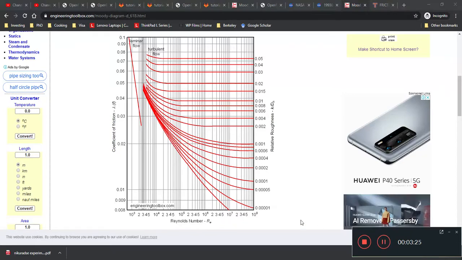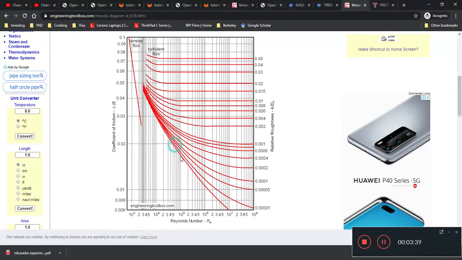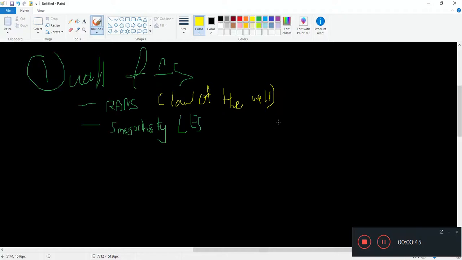So if we were to correlate what we were doing in the last few videos, we were mostly doing smooth surfaces. The law of the wall that we were dealing with was mainly dealing with this bottom curve, which deals with smooth surfaces. So what we have been talking about deals with smooth surfaces.